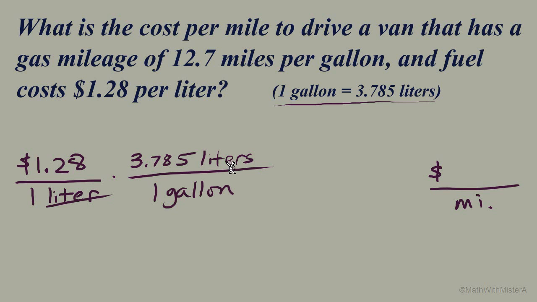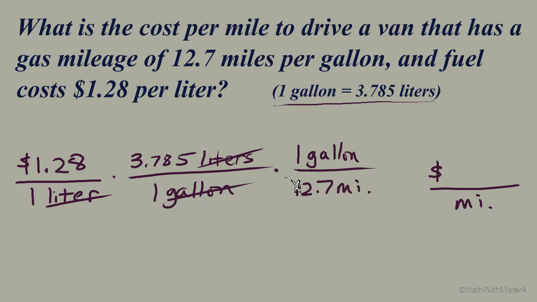The units of liters divide out. Now we're looking at dollars per gallon, but we need to divide out this unit of gallons also. It does not show up in the answer. So we can use this piece of information that uses gallons. 12.7 miles per gallon. So should we set it up as 12.7 miles over 1 gallon, or does it need to be reversed? It does need to be reversed so that we can divide out this unit of gallons in the denominator. So we need to set up the fraction 1 gallon per 12.7 miles.